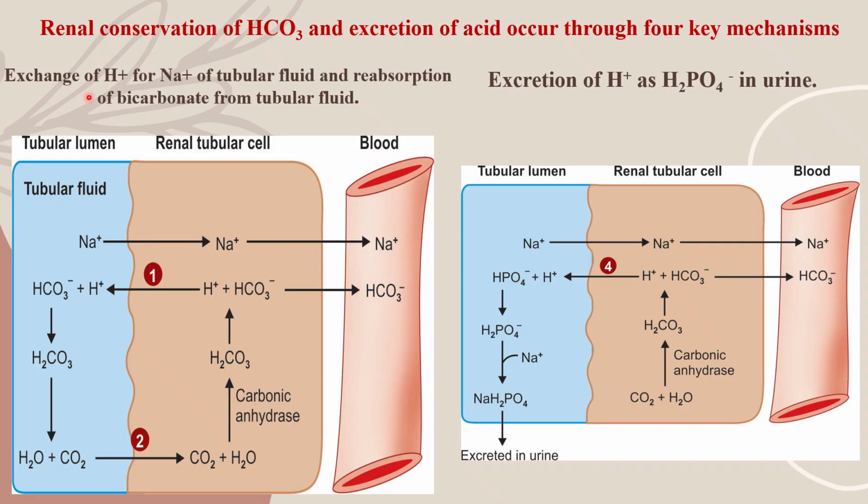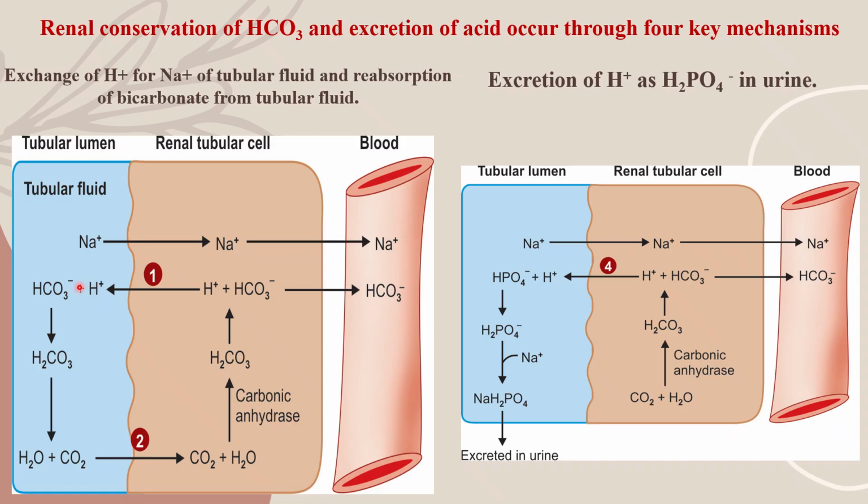The first mechanism is exchange of H plus ion for sodium ions of the tubular fluid and reabsorption of bicarbonate from the tubular fluid. So this is the tubular fluid, this is the renal tubular cell, and this is the blood. So what is happening here? Once there is production of H plus ion in the tubular fluid, there is a lot of bicarbonate. So bicarbonate has to be conserved.